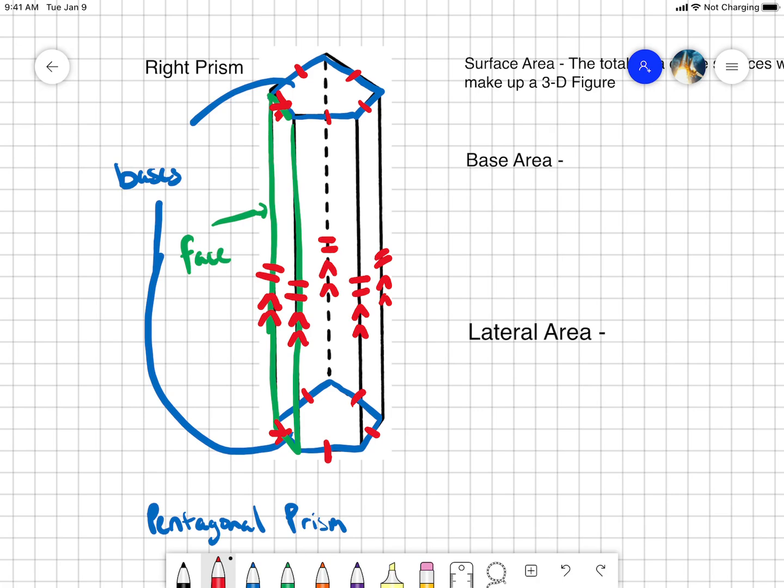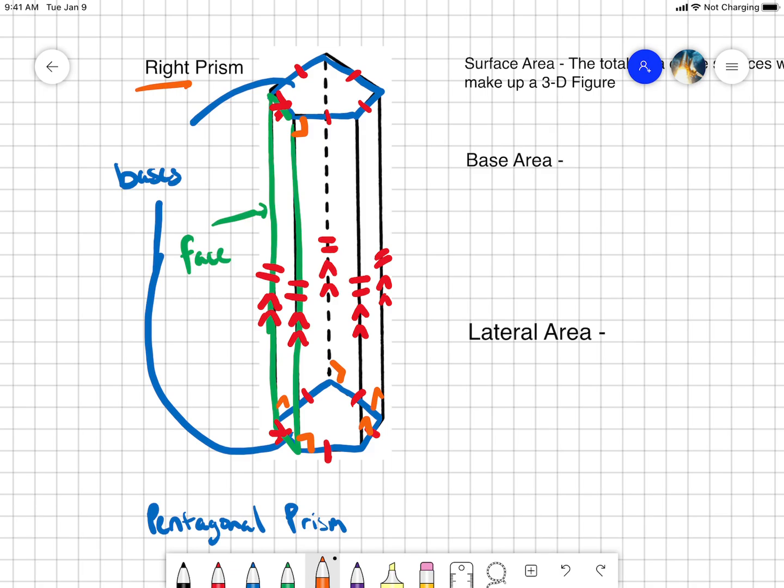Now, the reason that this is called a right prism is because each one of these faces is actually a rectangle. Which means that they meet my faces perpendicularly. So that means these are all right angles. Okay? And that's why it's called a right prism. So each of these faces in this case are all rectangles.